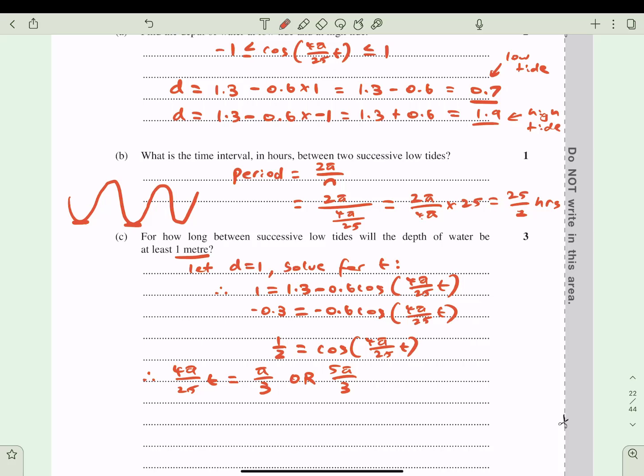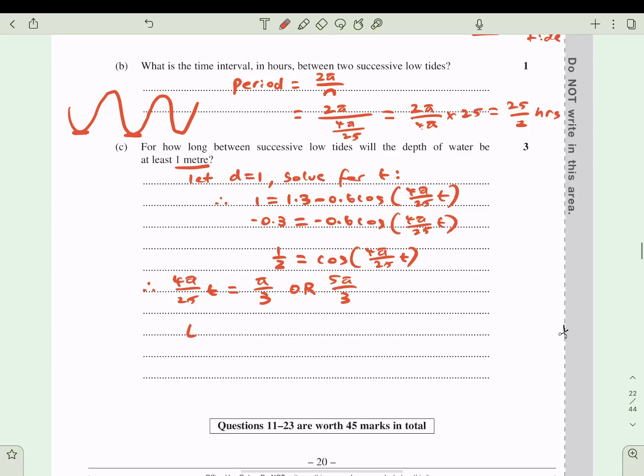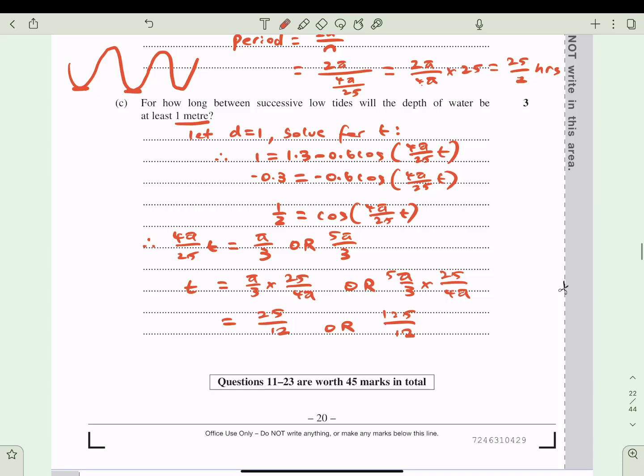Okay, so our two solutions for t, when we rearrange the equation, are pi on 3 times 25 on 4 pi, or 5 pi on 3 times 25 on 4 pi. And that's going to equal 25 over 12, or 125 over 12. Now, we can't stop there, unfortunately.